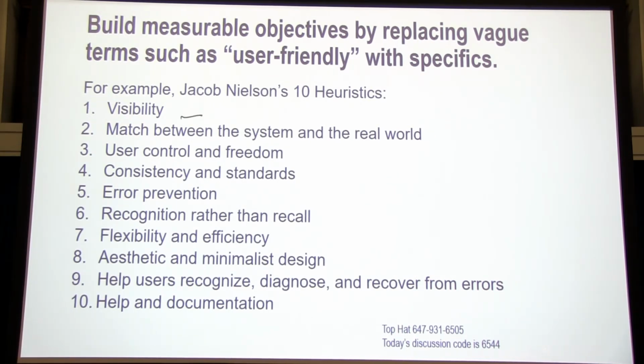Some of them are easy. Visibility becomes visible. Now, what does visible mean? You can determine goals around font size or other things. In Nielsen's case, visibility means keeping the reader informed about what's going on. That is, the feedback is always clear.